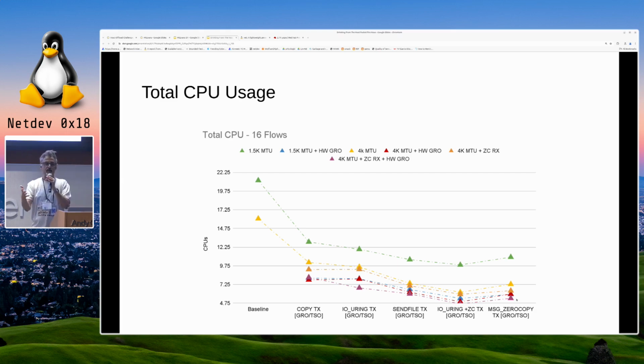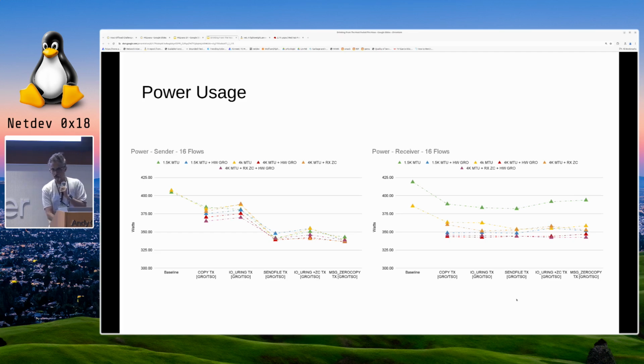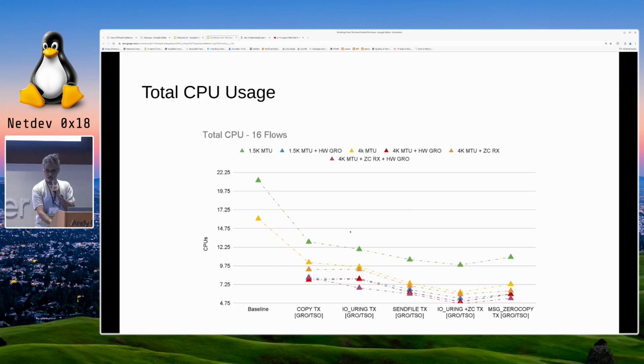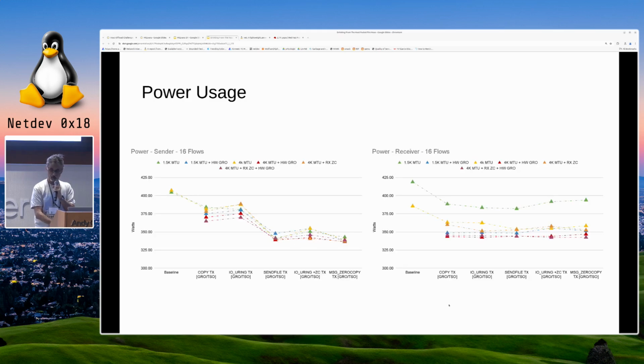So I've shown you a lot of diagrams. It's very hard to visualize, again, how do I choose, right? So we came up with some, sorry, I'm going to show the power. The one interesting thing to observe on the sender is that if I only looked at the CPU level here, it looks like IO uring is very good, right? But if I look at the power consumption, message zero copy is doing very well. It's consuming less power than IO uring, right?